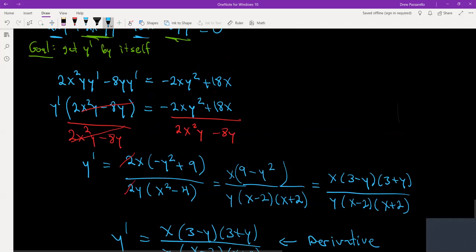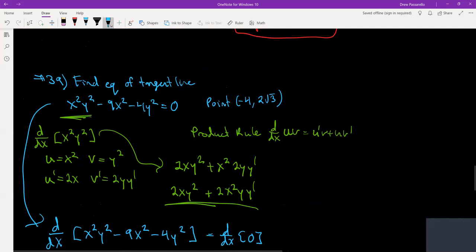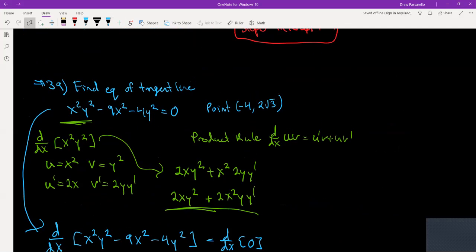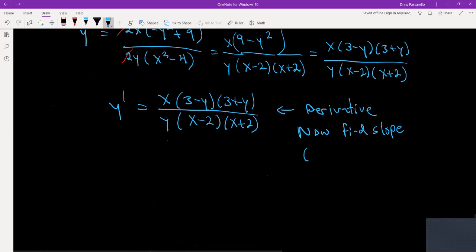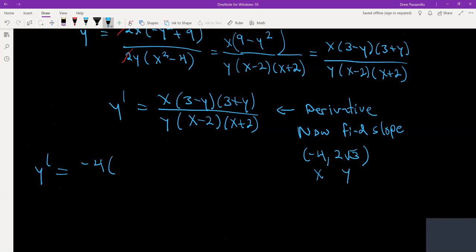And we do that by plugging in the coordinates of the point into the derivative. So the point is negative 4 comma 2 square root of 3. So we plug negative 4 in for x and 2 square root of 3 in for y. So in this case, we have both variables. We do plug in both coordinates. So y prime, so x is negative 4, then times 3 minus y. That's going to be 3 minus 2 square root of 3.